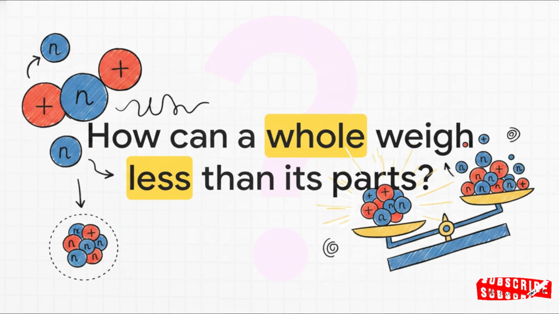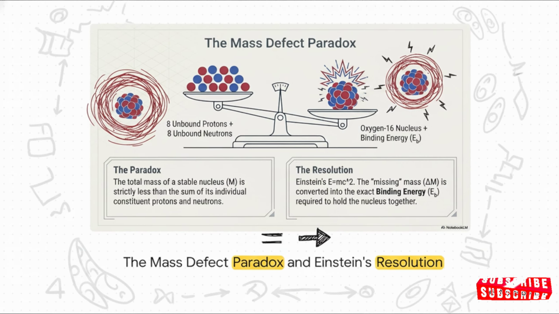Seriously, if you take a bunch of protons and neutrons and bind them all together, the resulting assembled nucleus actually weighs less than if you weigh them individually on a scale. I know, it seems like it completely violates basic math, right? Well, to resolve this paradox, imagine a balance scale. On one side, we have 8 totally unbound protons and 8 unbound neutrons. On the other side, a fully assembled oxygen-16 nucleus.